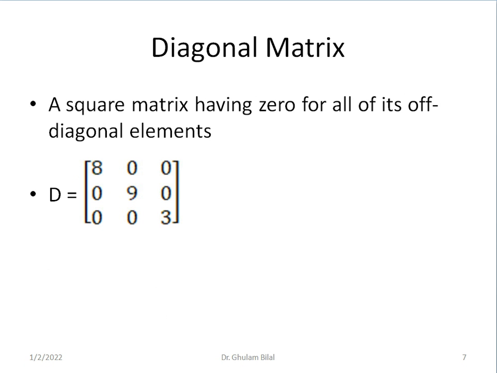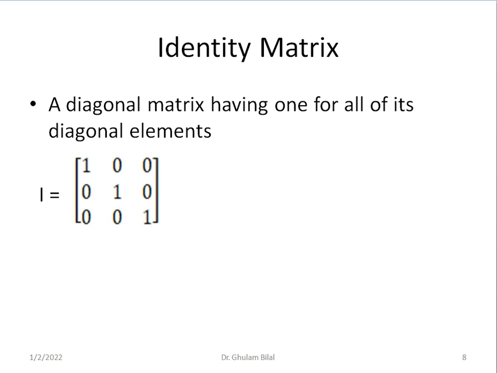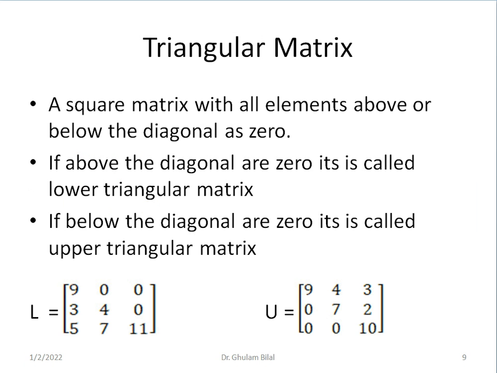Diagonal matrix is a square matrix having 0 for all of its off-diagonal elements. These are diagonal matrices. They have non-zero elements along the diagonal, and everything besides it is 0. Identity matrix is a matrix having 1 for all of its diagonal elements. So it is a diagonal matrix, and its diagonal elements are 1. It is identity matrix.